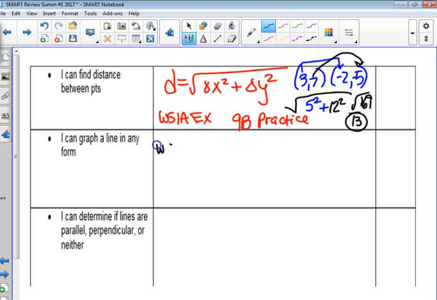Graph a line in any form. We did that on worksheet 1B, maybe. And we practiced it on worksheet 2B. There is also a practice problem if you want to do it for review. There's one that might look just like the one on the quiz. Where is it? Just kidding.